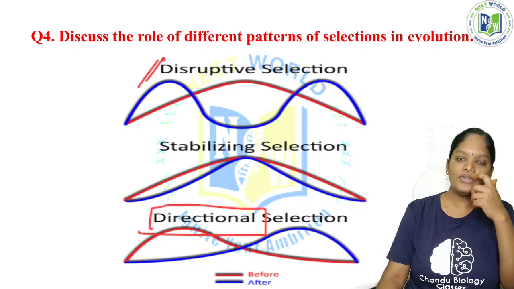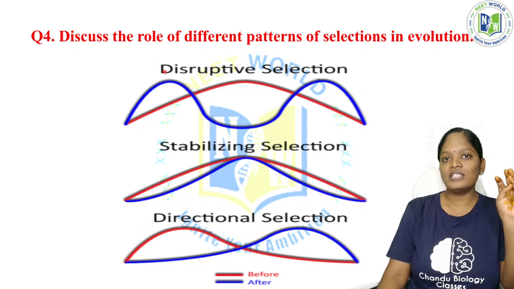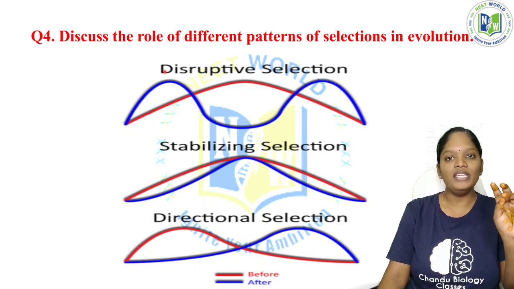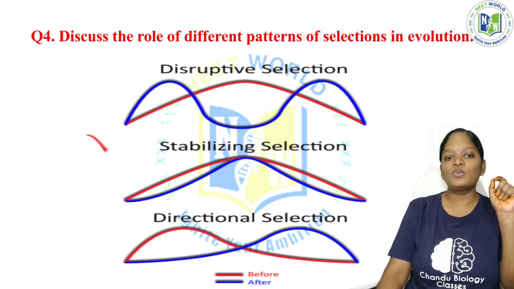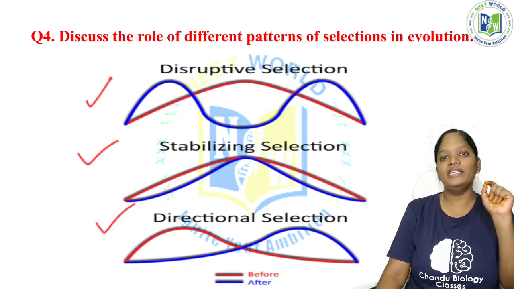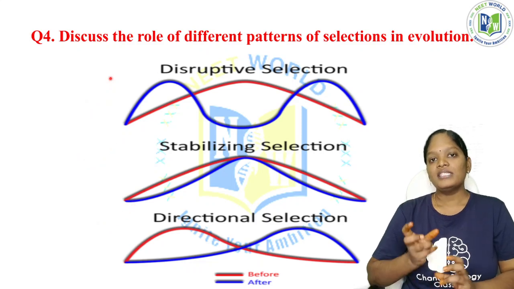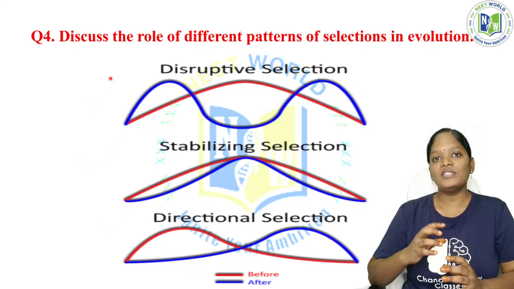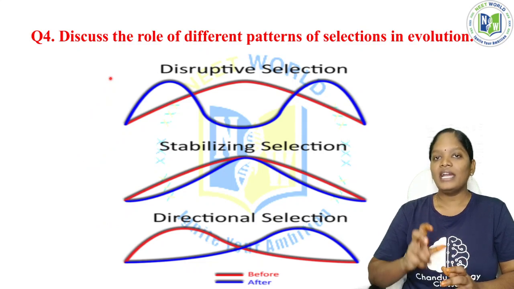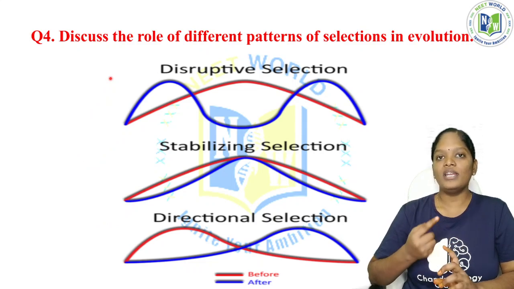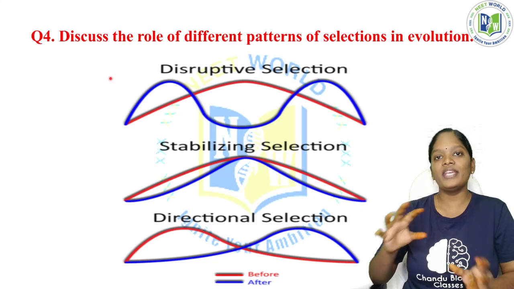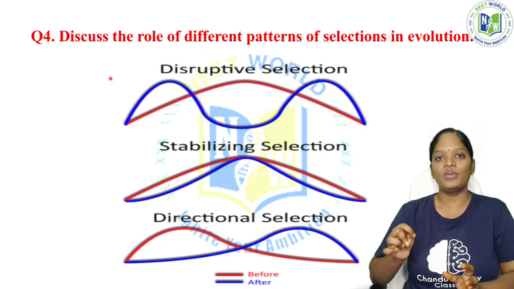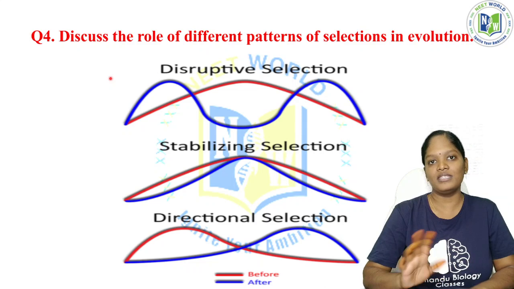Disruptive selection: both the large tailed squirrel and the small tailed squirrel will survive, but not the medium tailed squirrel. So this is stabilizing, directional and disruptive. I repeat: stabilizing means medium sized organisms will survive. Directional means either large or small, but not both, and not the medium. Disruptive selection means both the extremes are favored, both large as well as small.